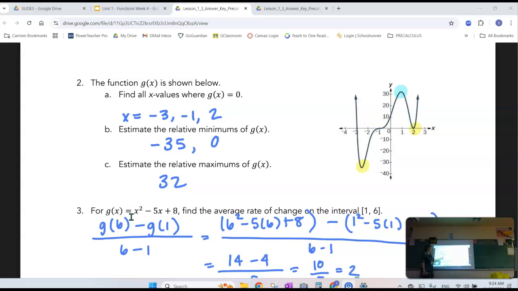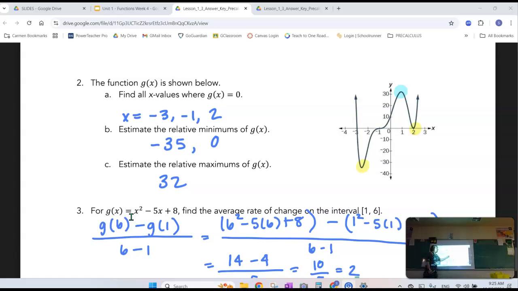Relative minimums. They have the relative minimums highlighted in yellow. By the way, for today's lesson, you have highlighters in your little crates. So as we go through, I'm going to point out where you need to be highlighting. Okay? So the minimums are highlighted in yellow. So we have one at, I put like -2, -35, so I made these like points.